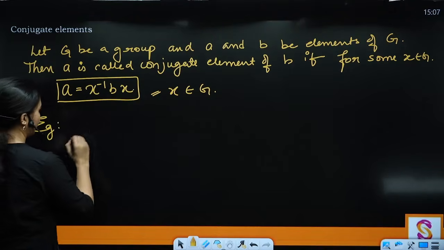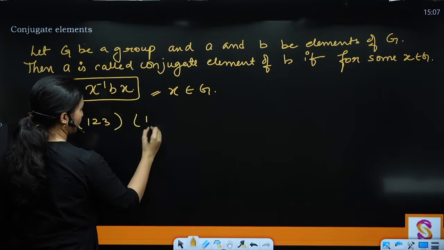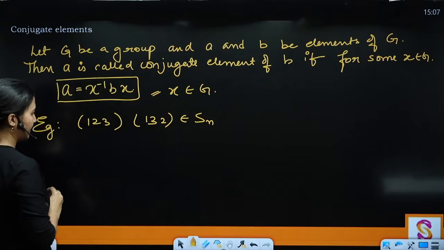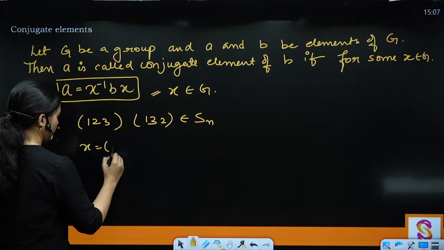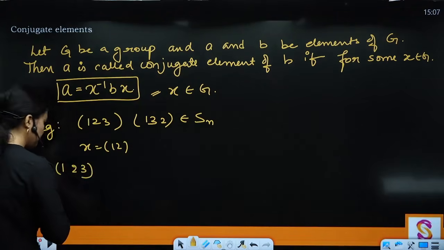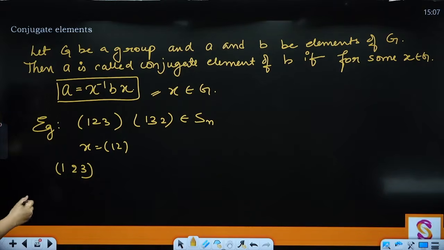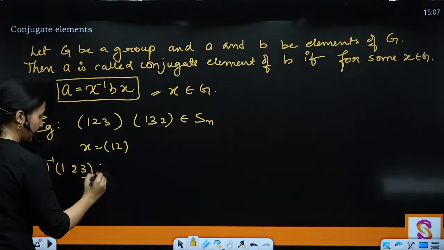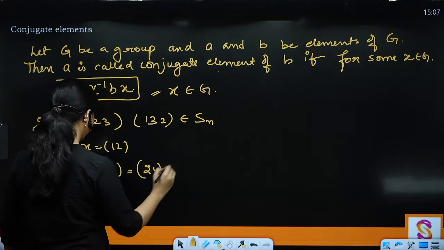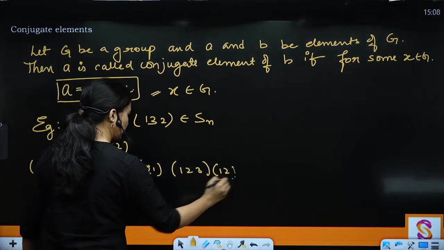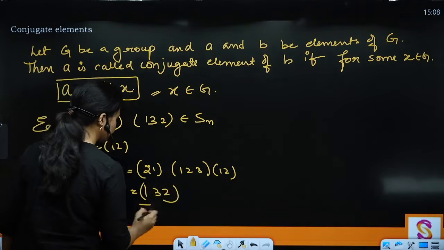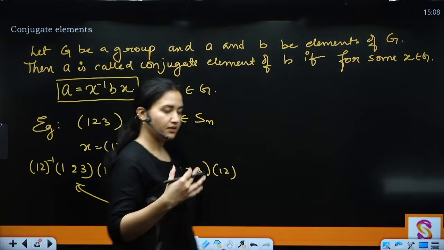Let's say you have (1 2 3) and (1 3 2) that belong to Sn. Also, I take another element, let's say x equals (1 2), right? So when you write it like this, (1 2 3), and you multiply it by (1 2)'s inverse on one side and (1 2) on the other, it is going to give you what? (2 1)(1 2 3)(1 2), right? And then if you multiply, you're going to get nothing but (1 3 2), right? So here these elements are going to be conjugates of each other.